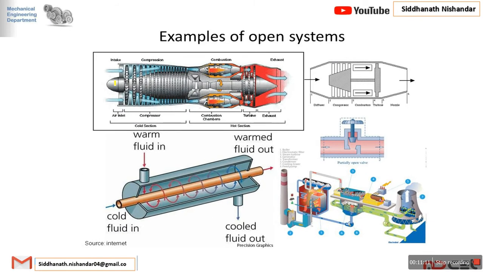Another different example of an open system is the heat exchanger. The gas turbine, the flow through a pipe, and the flow through a nozzle are all examples of open systems. In the previous videos we discussed the gas turbine in detail, so there is no need to explain again how it works. We just note the different applications.